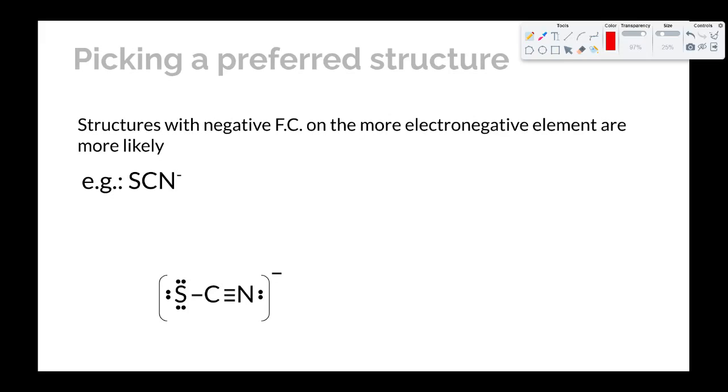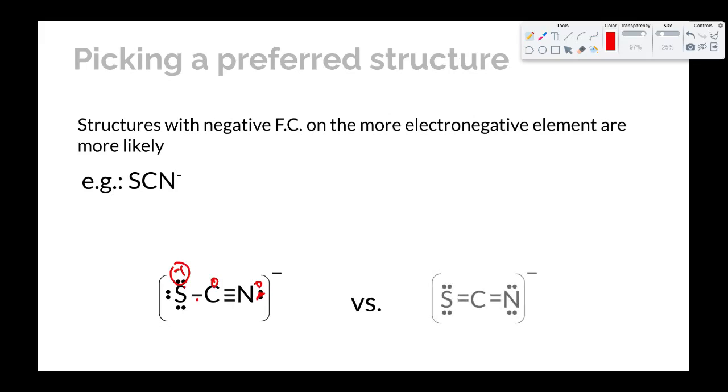Let's figure out the formal charges. For nitrogen, which is at column 5, counting backwards, 4, 3, 2, 1, 0. That would put a 0 formal charge there. For carbon, starting from 4 and counting down, 3, 2, 1, 0. That would be its formal charge. Sulfur is a 6, starting from 6 and counting down, 5, 4, 3, 2, 1, 0, negative 1. So that would put a formal charge of negative 1 on sulfur.